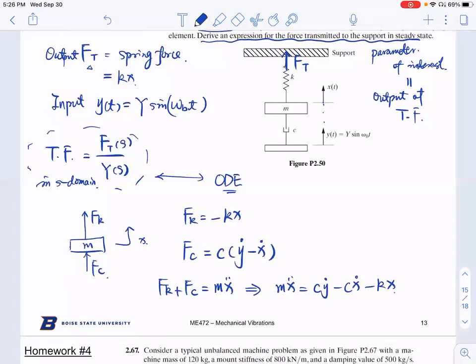Okay, and then you want to move things. You want to separate the output, the response, and the input using the equal sign. So let's collect all the response on the left-hand side. You have m x double dot plus c x dot plus kx, because your x is the response. And then your excitation is c y dot.